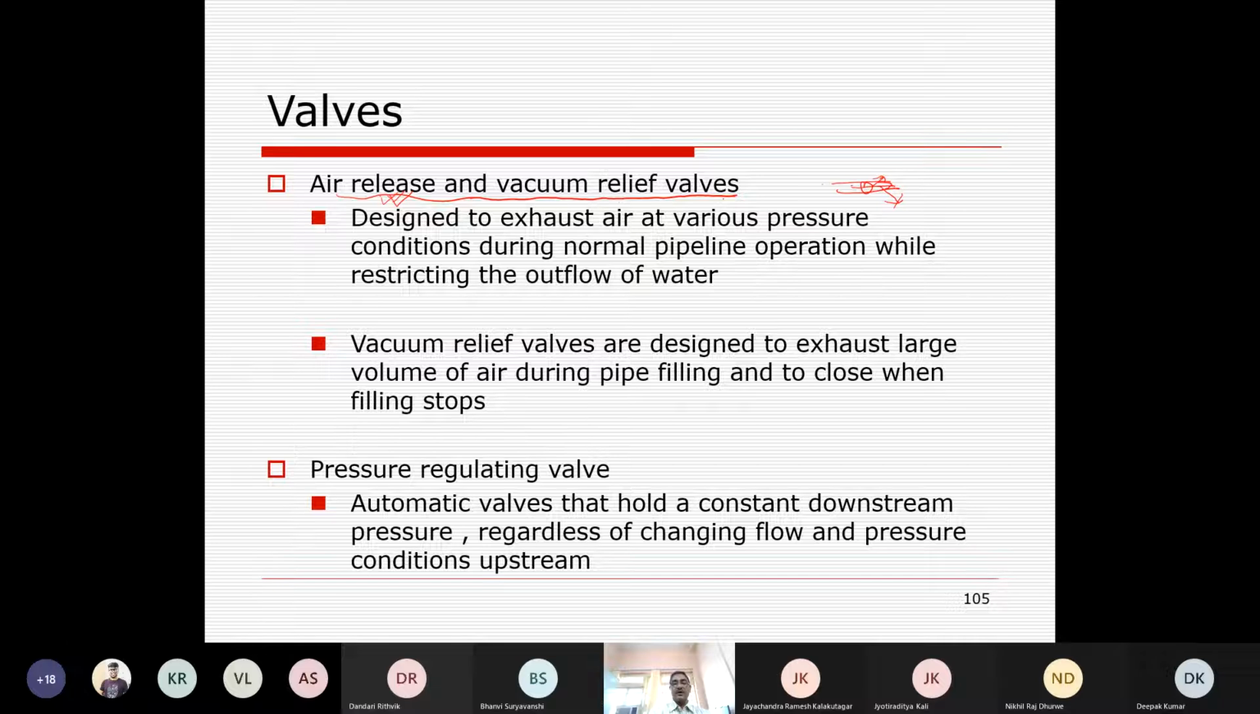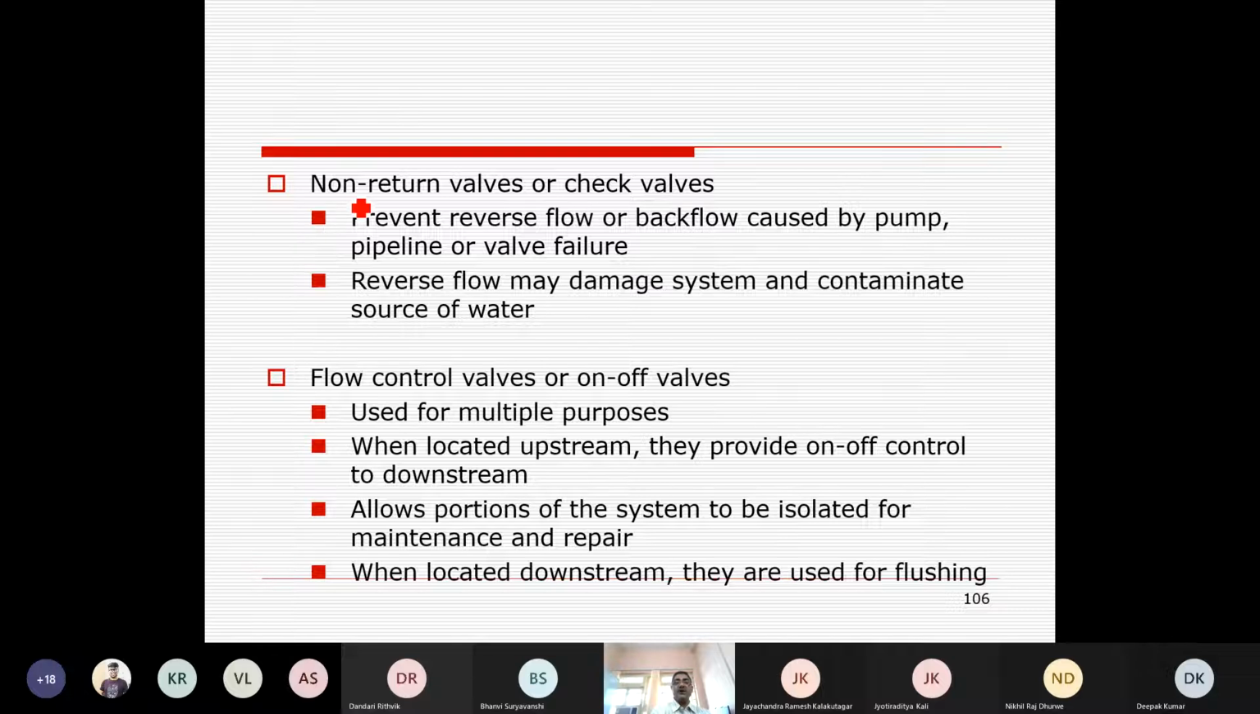Air release valve, pressure regulating valve, automatically it controls the pressure. When there is low pressure, it reduces the flow condition or increases the flow condition to maintain the required pressure in the line. Then non-returning valve to remove any water hammer effect.